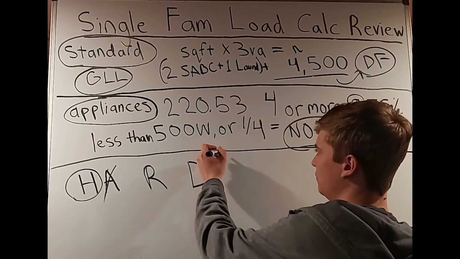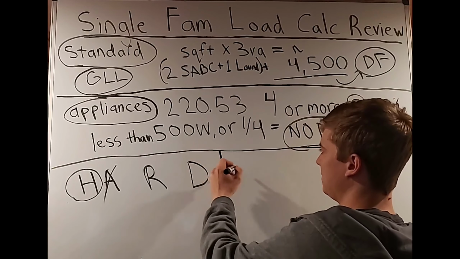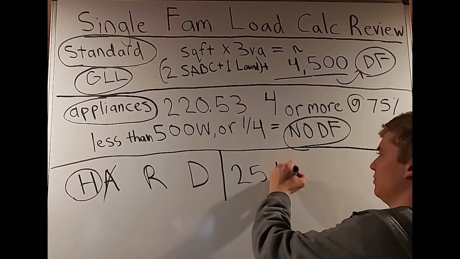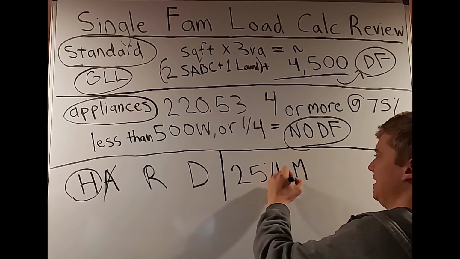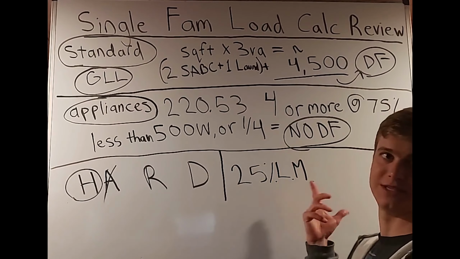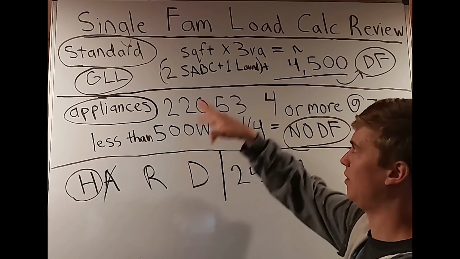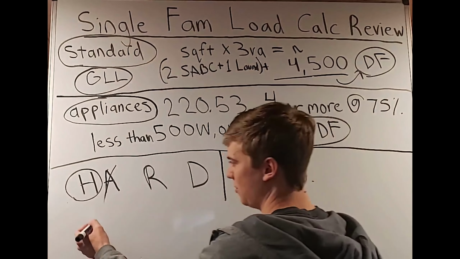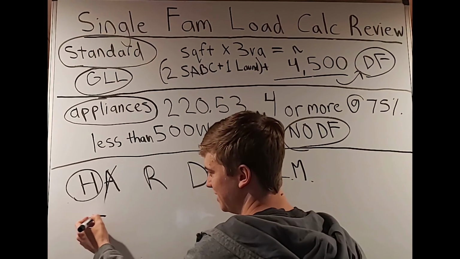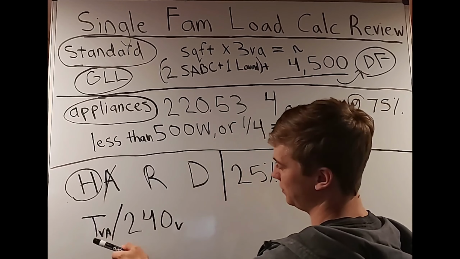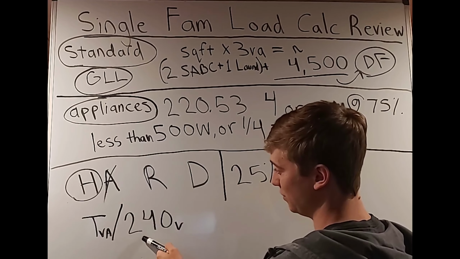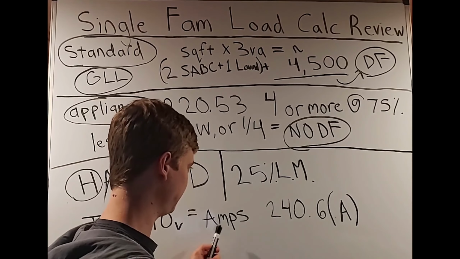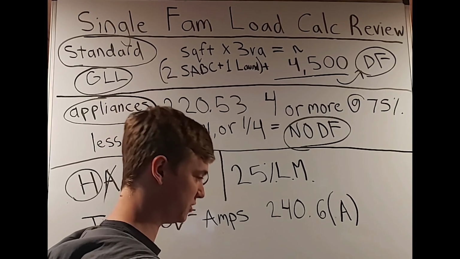And then we have one more step at the end of it. We have the 25% of the largest motor. I normally just do 25% LM. Good enough. LM stands for largest motor. We get all those individual numbers and we add them all together. I'm going to call that the total as T. After getting the total, which are volt amps, you're going to divide that by 240 volts, and that's going to give you your amps.